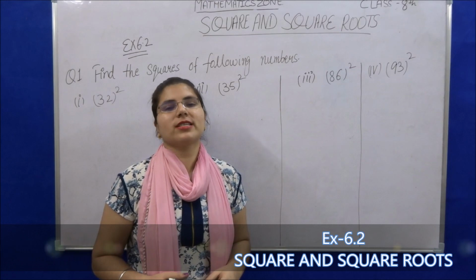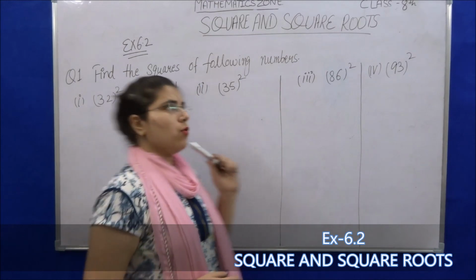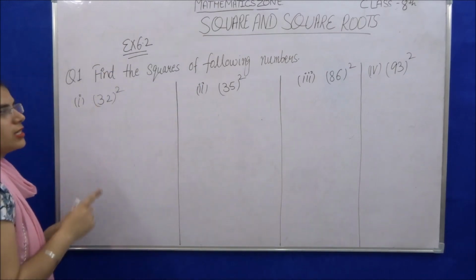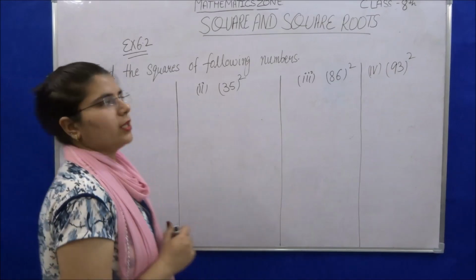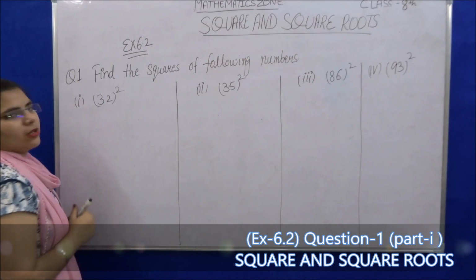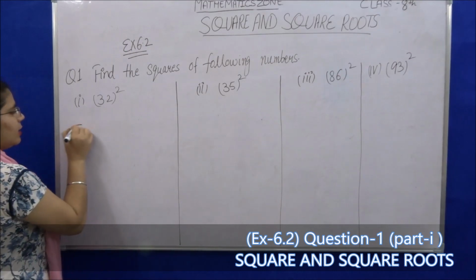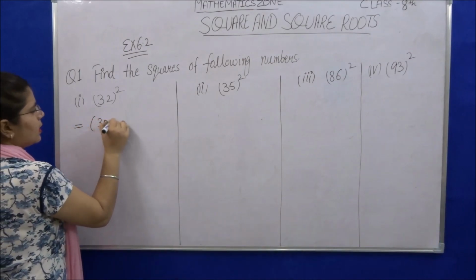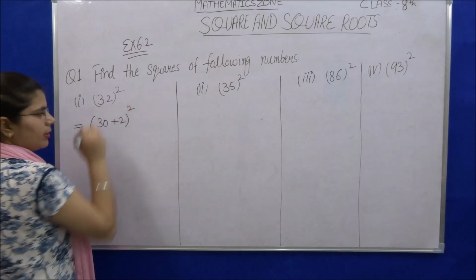The questions of exercise 6.2. Now our first question is: find the squares of the following numbers. Our first number is 32. We want to find the square of this number, so that can be written like (30 + 2) square.